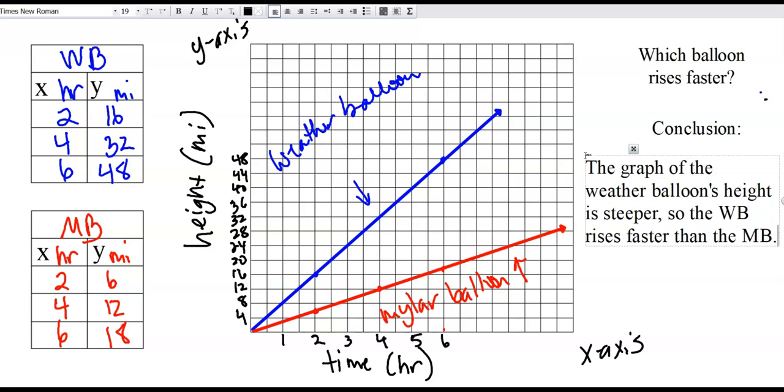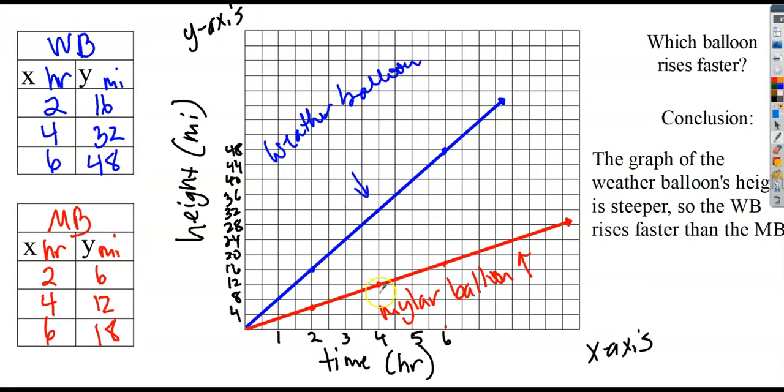Okay, so because height was along the y-axis, I can see that the blue line is steeper, which means, again, if I compare a common time, right, if I pick the Mylar balloon after 4 hours, it is only at 12 miles, right? This is after 4 hours, it's at 12. And notice the weather balloon is already all the way up at 32. So the steeper the line, the faster the rate. Okay, that's the end of the lesson. Good luck.